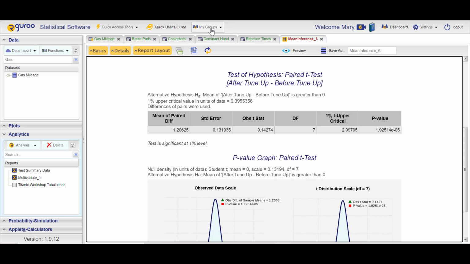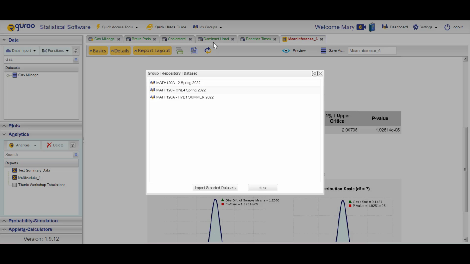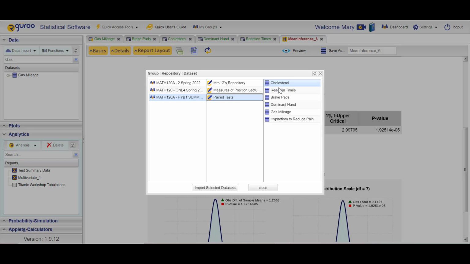Okay, so if you would like to import these data sets that I've shared, you're going to go to My Groups and click on Show My Groups. If you have not joined my group, then join my group. And then you're going to click on your class and you're going to see my repositories that I've shared with you. So this one is called Paired Tests. And then here are all of the data sets for all of the examples.